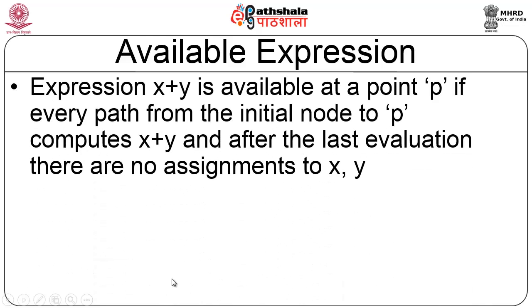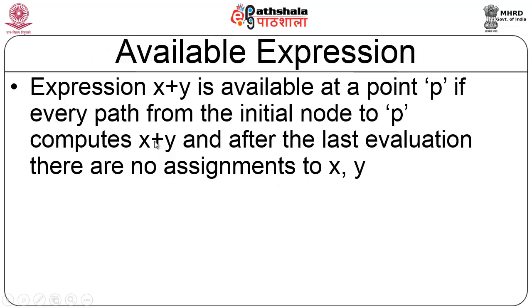The next one is on computing available expressions. Available expression is basically used to identify common sub-expressions, and how do we handle this? Again, we have to compute a data flow equation for this also. Now, available expression is typically defined as: an expression x plus y is available at a point P if every path from the initial node to P computes x plus y, and after the last evaluation there are no assignments to x comma y. So, this is the basis.